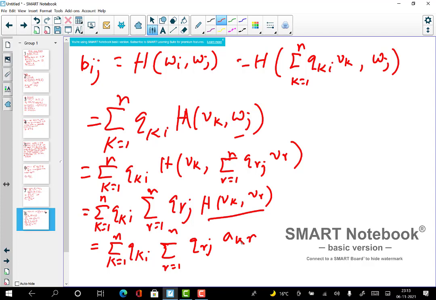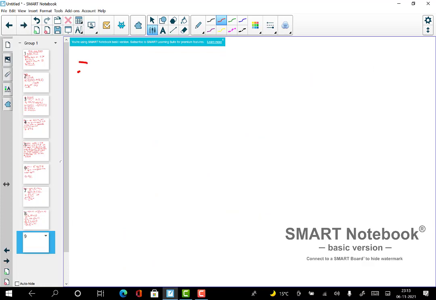But this is the product in a field, and that field is commutative with respect to multiplication also. So you can write this A_kr times Q_rj. That will be the product of matrices also. So it is clear that you can write the summation k equal to 1 to n of Q_ki, and then A_kr and Q_rj, and r is running from 1 to n.